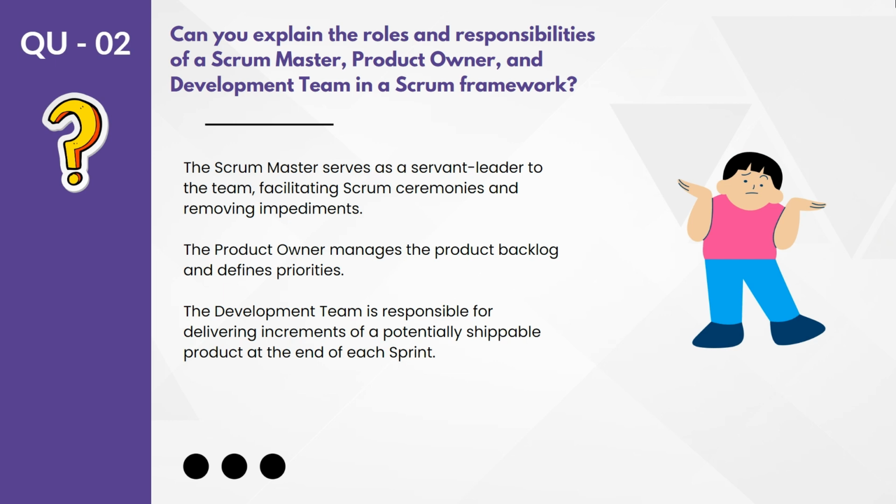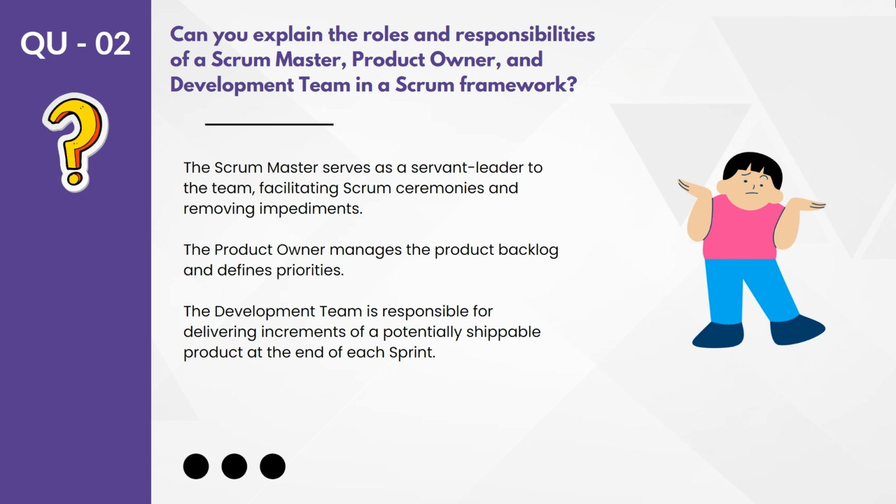The Scrum Master serves as a servant leader. This word is very, very important and it's a very big trigger. You are saying that the Scrum Master should be a servant leader, so you're talking about the leadership style, and the leadership style a Scrum Master should follow is servant leadership, to facilitate Scrum ceremonies and remove impediments. That is the objective. That covers the key points for the Scrum Master.